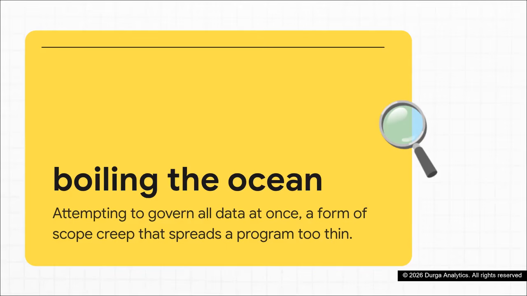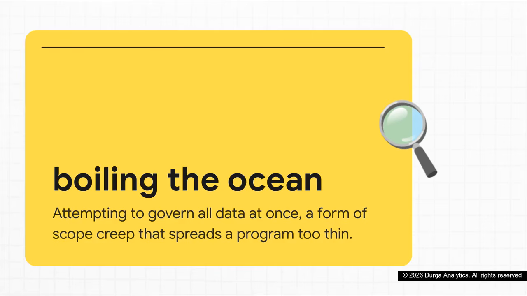Now, you've probably heard the phrase boiling the ocean, right? This is another highly common failure, especially in brand new programs. It's a classic maturity stage trap. Boiling the ocean means you are attempting to govern all data across every single domain, all at exactly the same time. It's this massive form of scope creep that spreads a program way too thin to deliver anything useful.